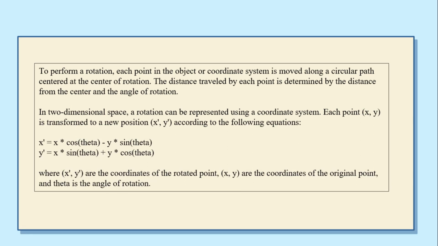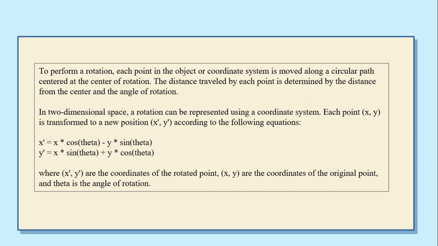To perform a rotation, each point in the object or coordinate system is moved along a circular path, centered at the center of rotation. The distance traveled by each point is determined by the distance from the center and the angle of rotation.